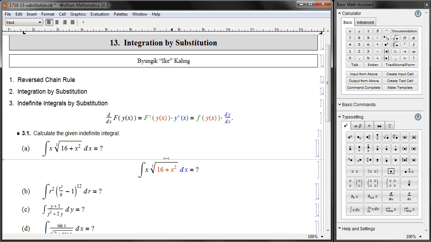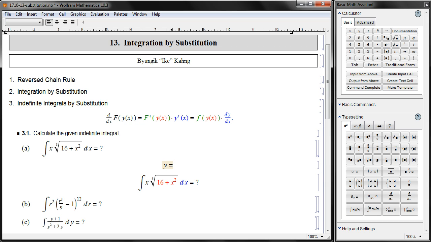Okay, let's go. First, the substitution. y equals 16 plus x squared, the inside of the composite function. Next, we take the derivative.